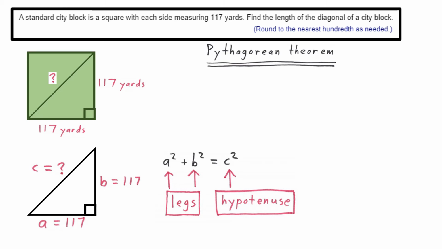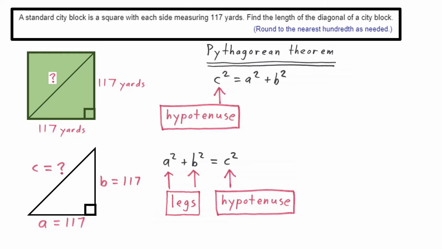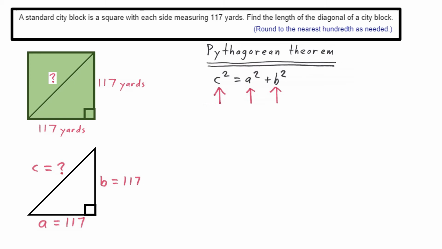But since we're looking for c, it's sometimes nice to write it in the other order, where we have the hypotenuse on the left. C squared equals a squared plus b squared. It's actually your preference, but this is the way that we'll proceed for this problem. Notice that the hypotenuse is by itself squared, and on the other side we have the legs squared and added. We're now ready to substitute in our values. Since the legs are both 117, we get c squared equals 117 squared plus 117 squared.